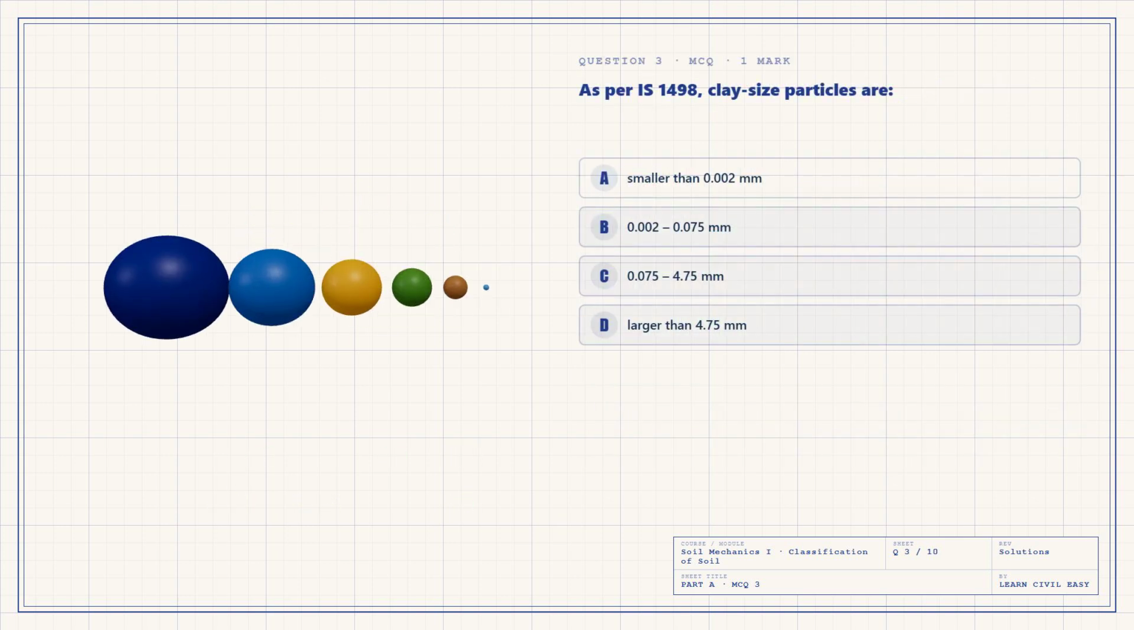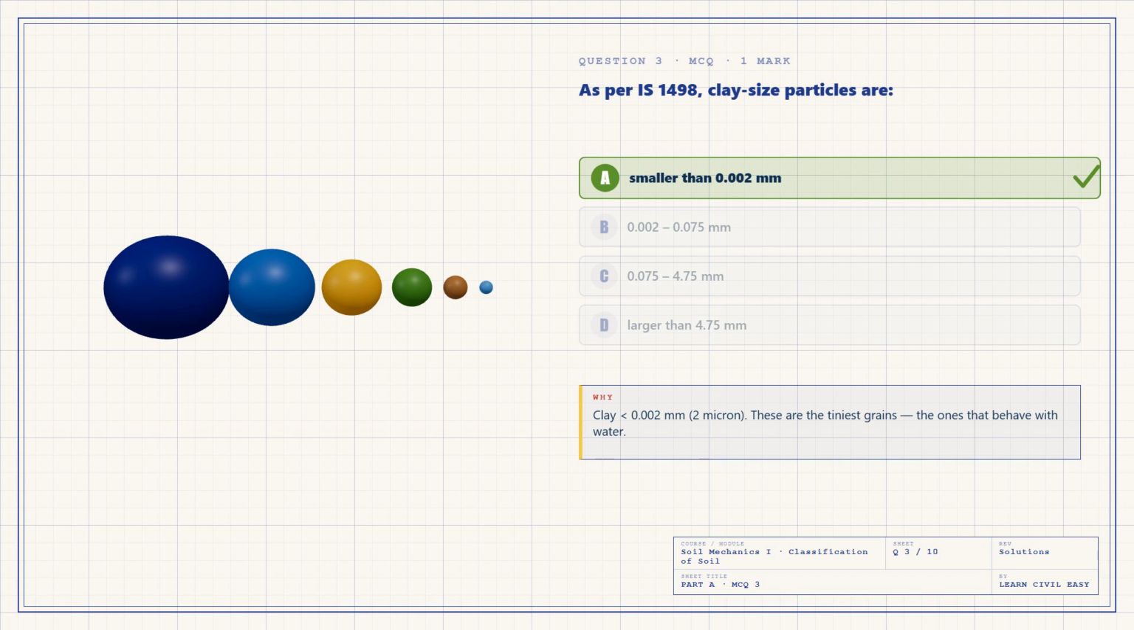Question 3. Clay size particles as per IS 4098 are smaller than 0.002 millimeters. Option A. That is just 2 microns, the very smallest grains and the ones that respond to water.